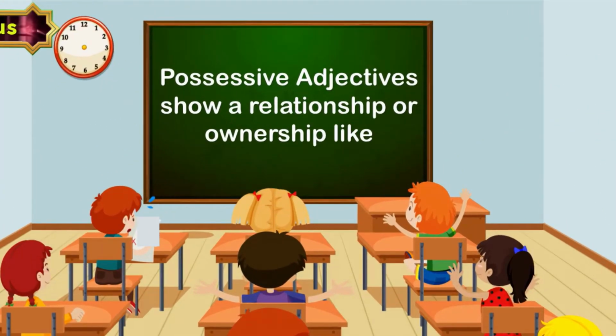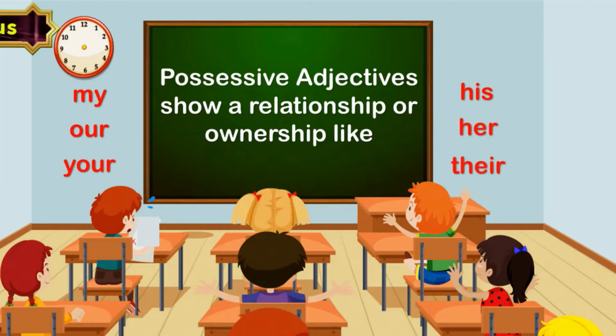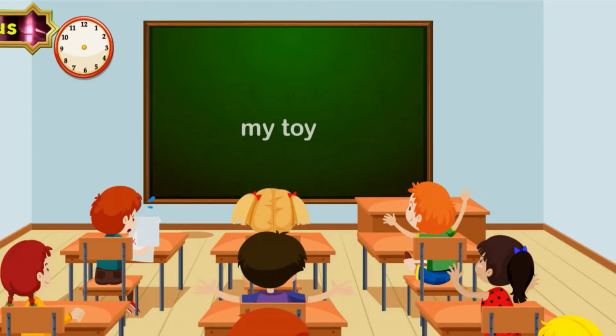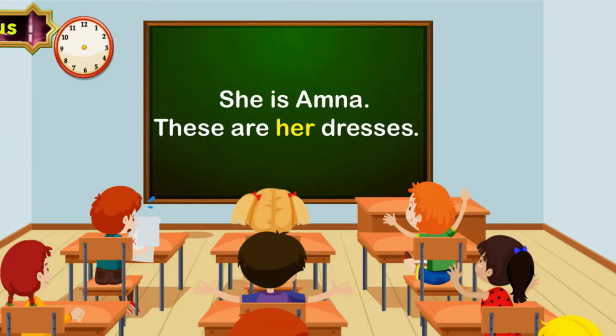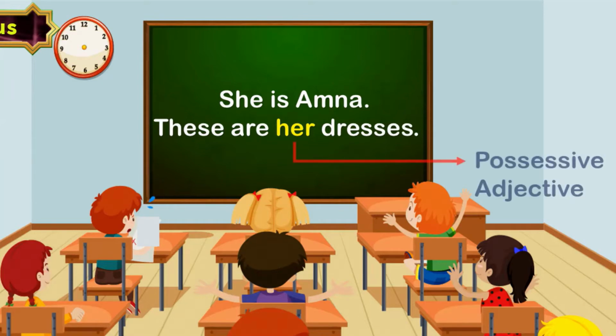Possessive adjectives show a relationship or ownership like my, our, your, his, her, their. They always come before a noun like my toy. My is an adjective and toy is a noun. Therefore, here, her is a possessive adjective.